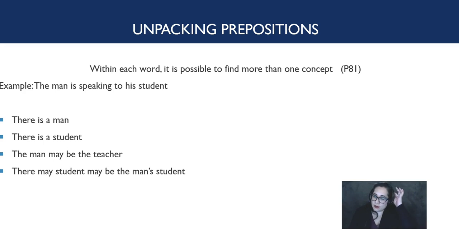And so your book mentions unpacking prepositions. So within each word, we talked about it's possible to find more than one concept. We talked about the word teacher. In a preposition, the man is speaking to a student. Let's unpack it. What could be there? There's a man, there's a student. The man may be a teacher. The student may be his student. And so these are all possibilities of where this could go.